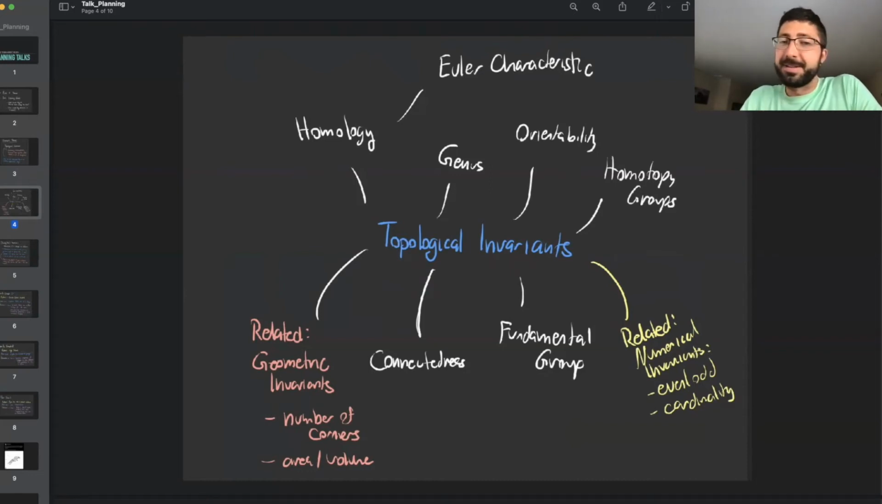Here in red, I wrote down some geometric invariants, and in yellow, I wrote down some numerical invariants, like the fact that numbers can be even or odd, or a way to tell two sets apart is their cardinality. These are things that to us might feel far away from topological invariants, but to someone who hasn't thought about invariants at all, might seem extremely close. So they're good things for me to keep in mind when I'm planning a talk at this stage.